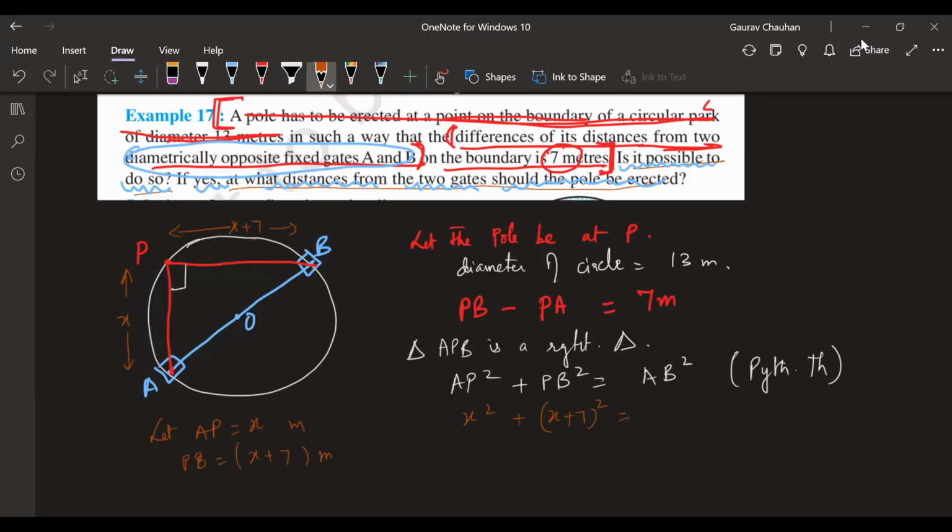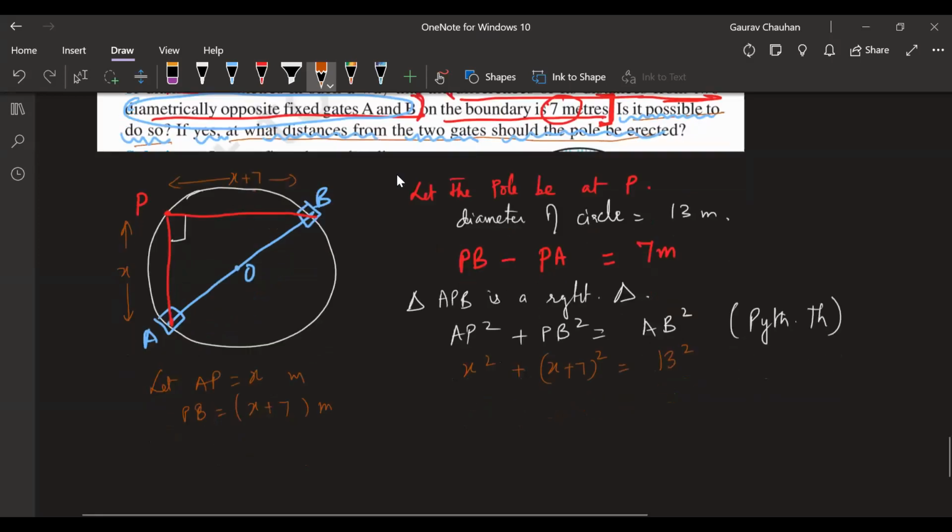How much is AB? Anyone? Quickly. Dilruba, how much is AB? 13. Yes, it's there in the question. Diameter is 13. These are diametrically opposite gates, so their distance will be 13. It's equal to 13 square. Now we have to solve this and see if we're getting any positive X or not.